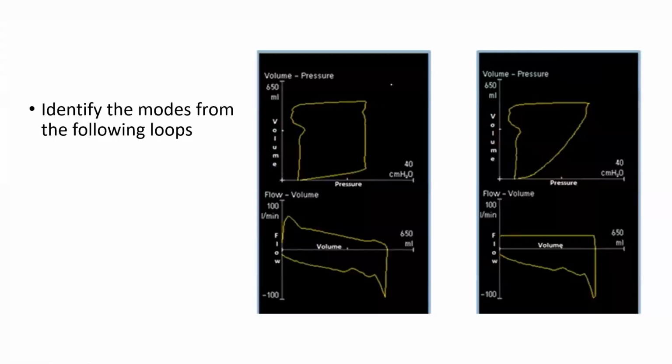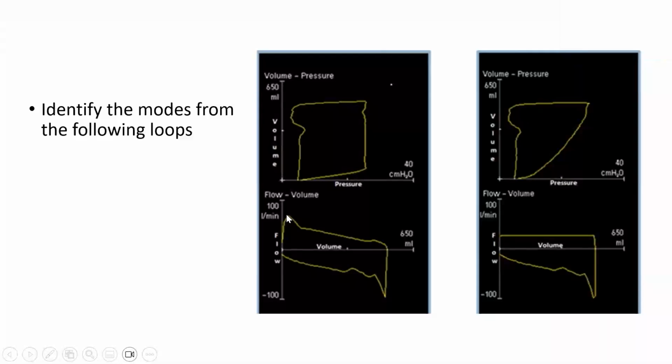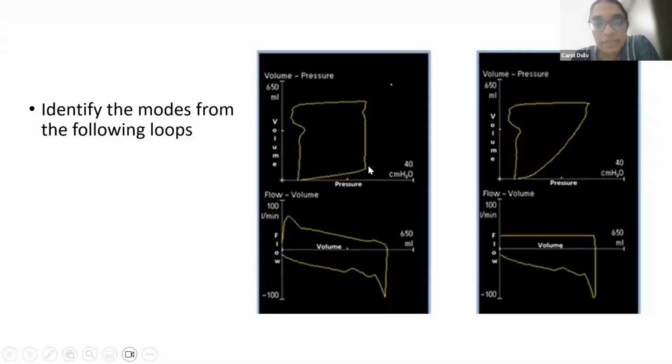Inspiratory pressure is constant. Okay, so you see that the pressure is rising and it's remaining constant. So this is inspiration, right? It starts from 0, goes up, and then it's maintained constant and then drops back down. But what is changing is you're seeing a decelerated flow.